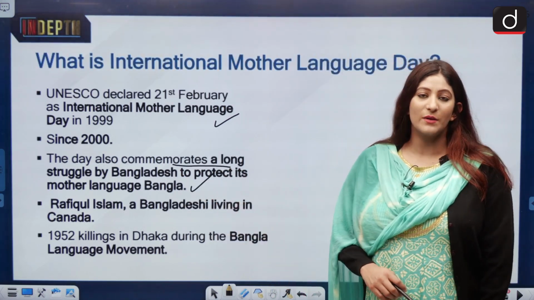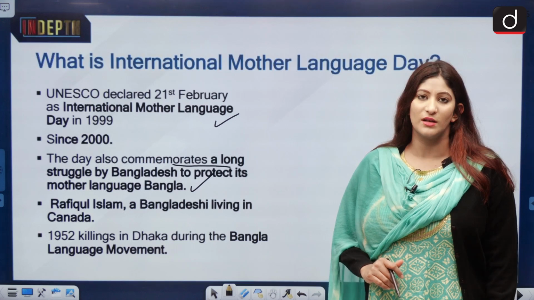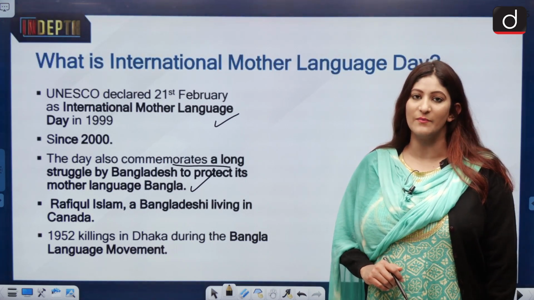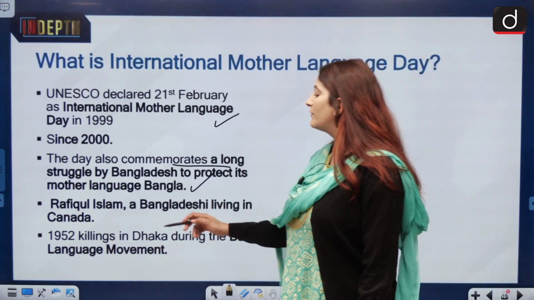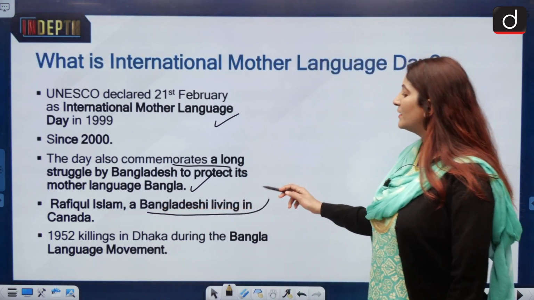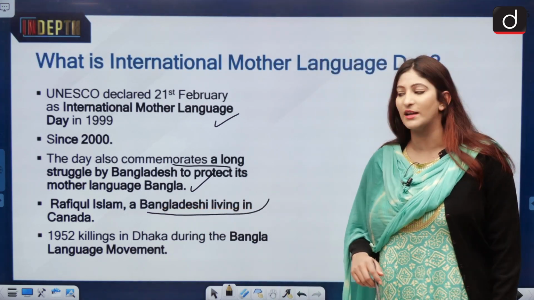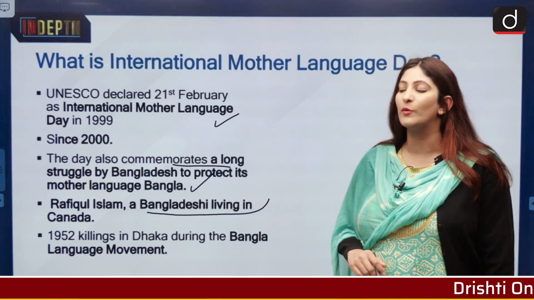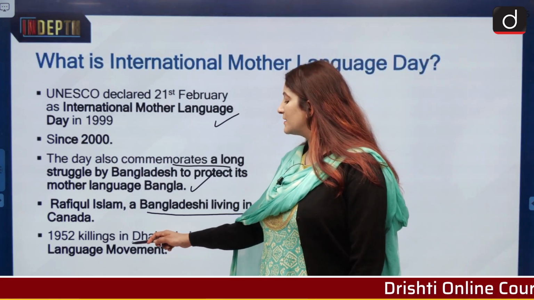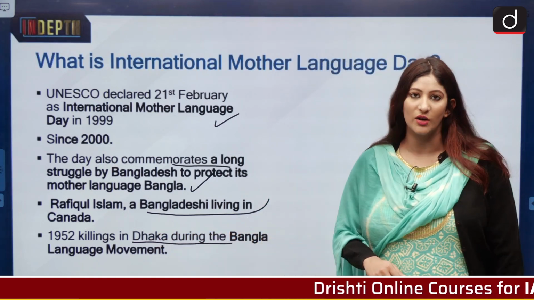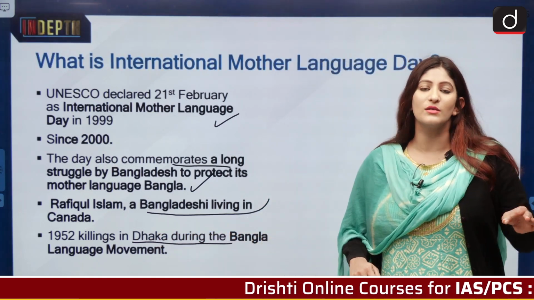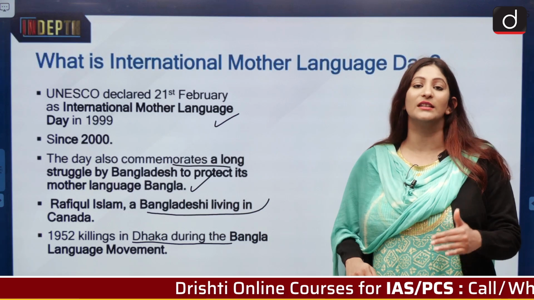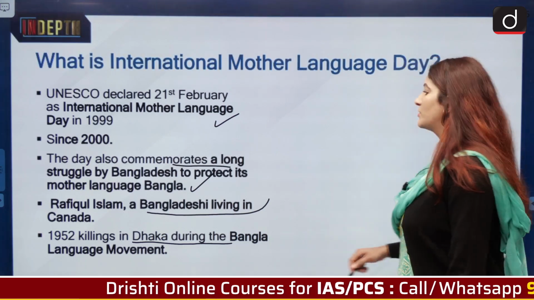Bangla. This was done through a resolution that was passed by the UNGA on the initiative of Rafiqul Islam, who was a Bangladeshi. At that time he was living in Canada, and he said that it should be done in order to commemorate the 1952 killings in Dhaka during the Bengali Language Movement. So it is also celebrated as Shaheed Divas in Bangladesh today.